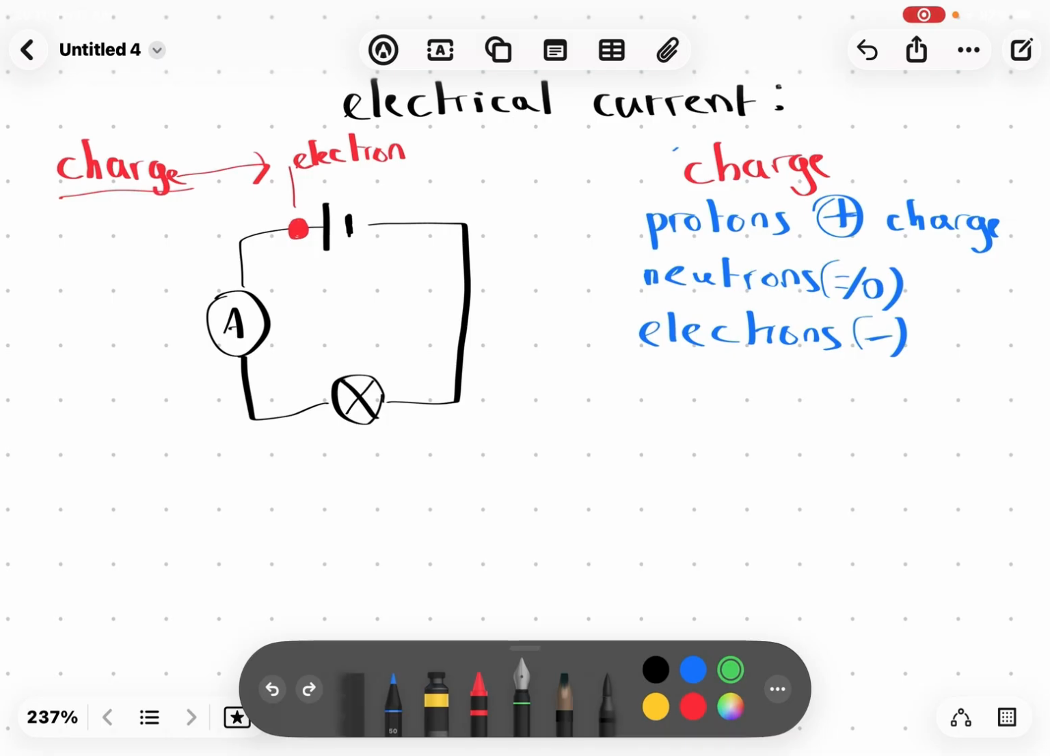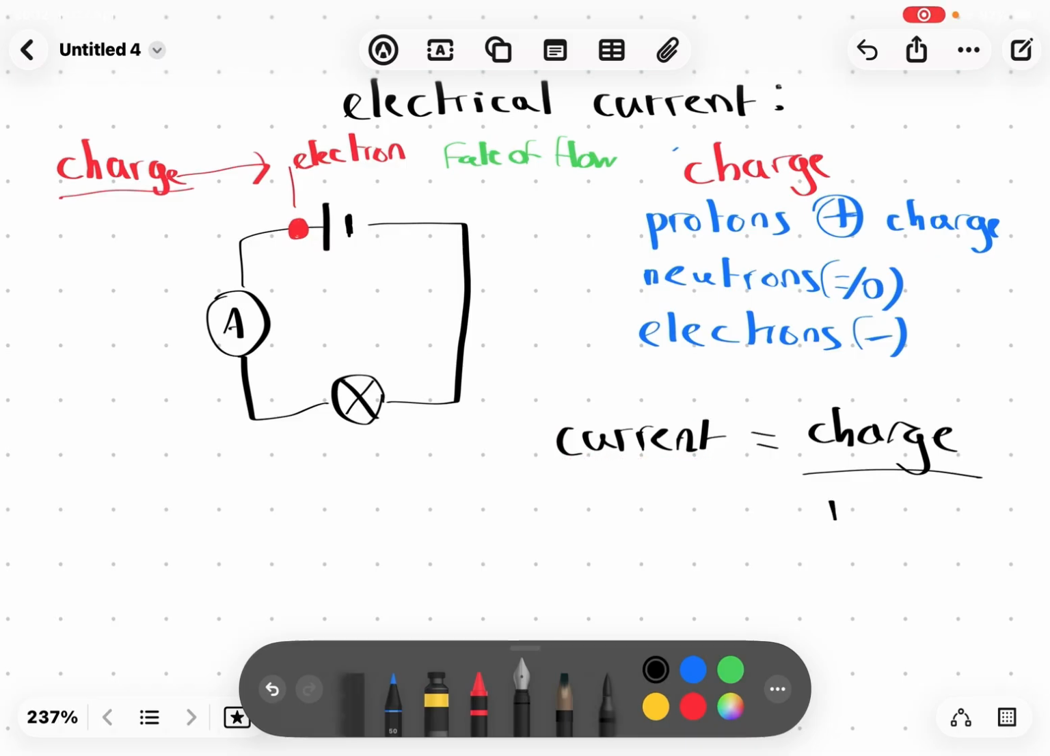And usually the questions ask about how quickly the charges go through the circuit, and it would say something like rate of flow, or it would just mention the time. So that leads us to an equation, and the equation is current equals charge divided by the time. So let's say you have the charge, like the electrons, but you want to know what the current is, which is basically how fast it's going, if that makes sense.